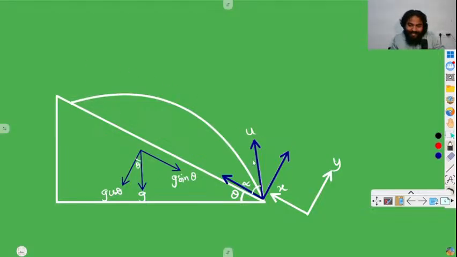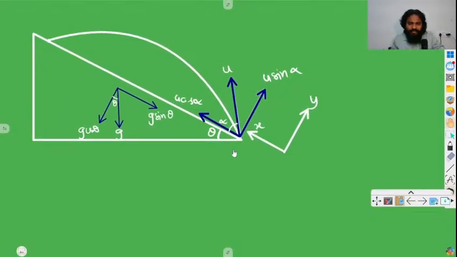With how much velocity have you projected? u velocity. Then this u can split into two components: one is u sin alpha and the other is u cos alpha. Now if you want to find the time of flight, you should remember everything beforehand. Along the y-axis only we have to find it, right? Very simple, one equation I will find.